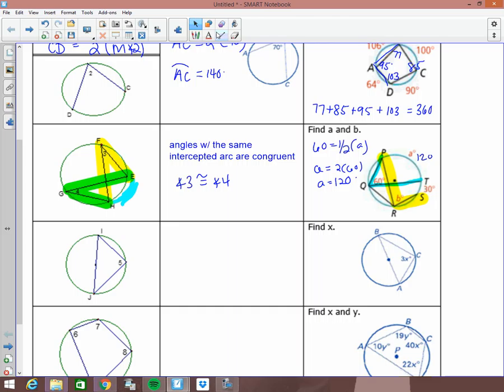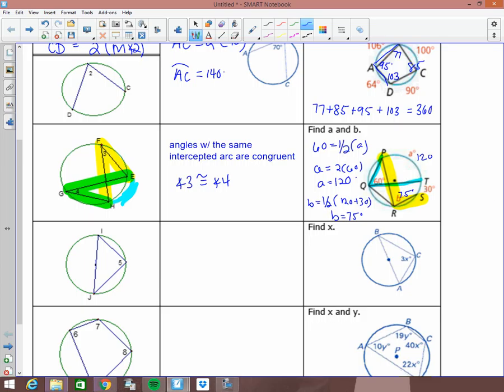So we do that, we can say that 120 plus 30 is 150. And we know that B is going to equal 1/2 of 120 plus 30, or 150. So B is going to equal 75 degrees. So this will be 75 degrees.